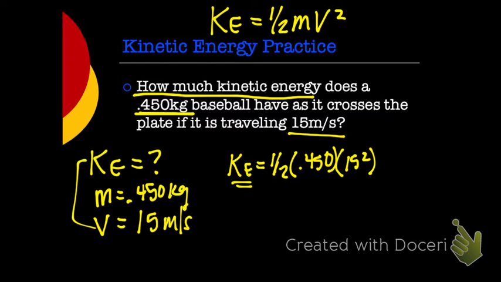So let's get our calculators out and run that and see what we can find. What decimal is the same as 1/2? 0.5, right? 1/2 is the same as 0.5. So in my calculator, I'm going to put in 0.5 times 0.450 times, and do you know where the square button is on your calculator? It's right over here on this type of calculator. It says x squared. So I'm going to hit times 15, and then that square button, and then enter.